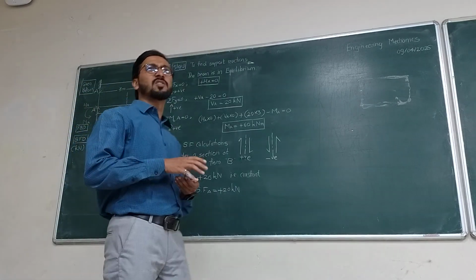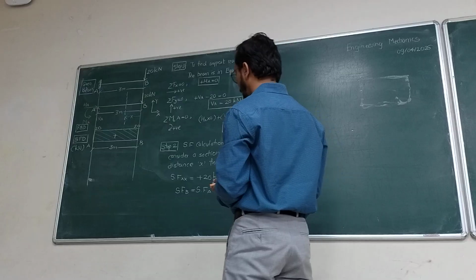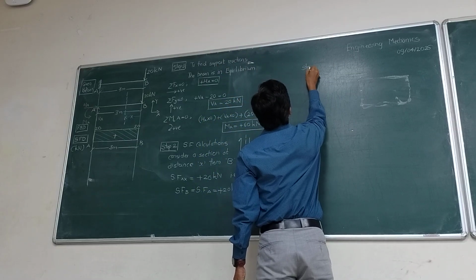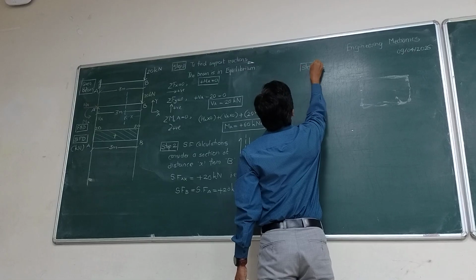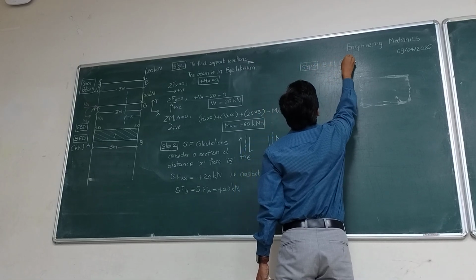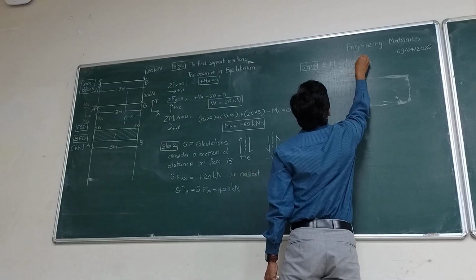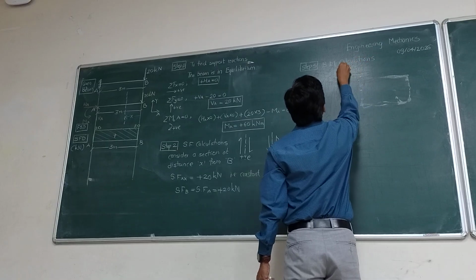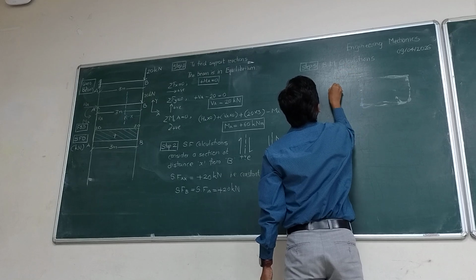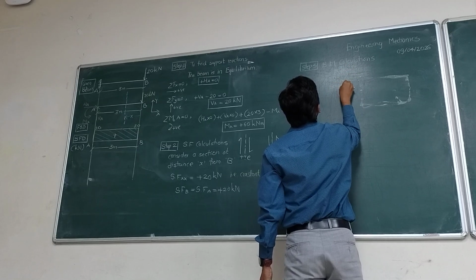So let us go for the bending moment. It is very simple. This is a very simple problem. Let us go for step number 3. Bending moment calculation. So show the sign convention: sagging positive and hogging negative.